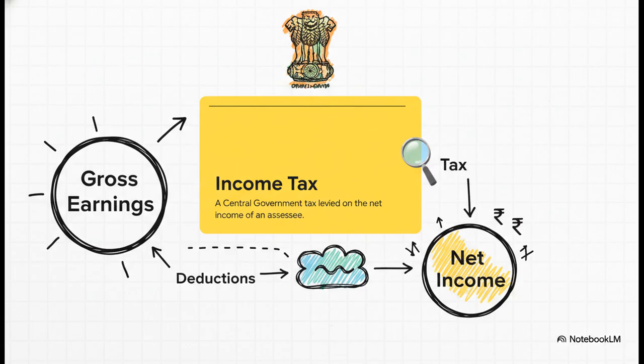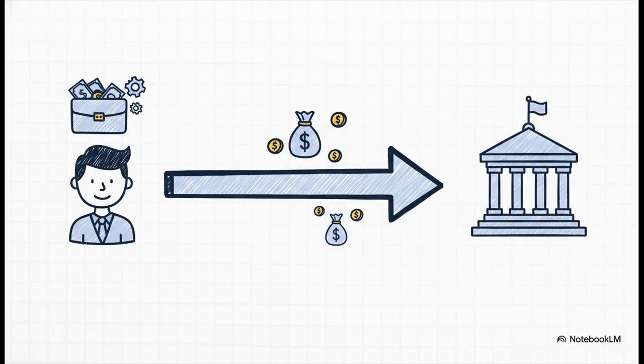That's the key. And this brings us to a super important idea. Income tax is what we call a direct tax. It's exactly what it sounds like. The person who earns the income is the one who pays the tax directly to the government. You earn it, you pay it. Simple as that. No middleman.